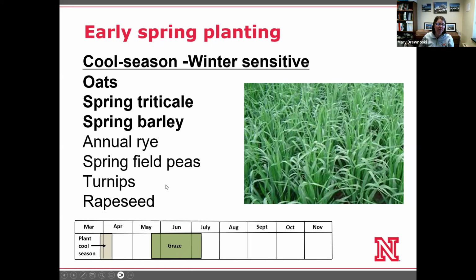Can you plant other things? Yes, this early period is a time where you could plant some brassicas or something like spring field peas. Again, they don't produce as much biomass as the grasses, so make sure we have plenty of grass in the mix. And oats and spring barley will produce more biomass than something like annual ryegrass will.